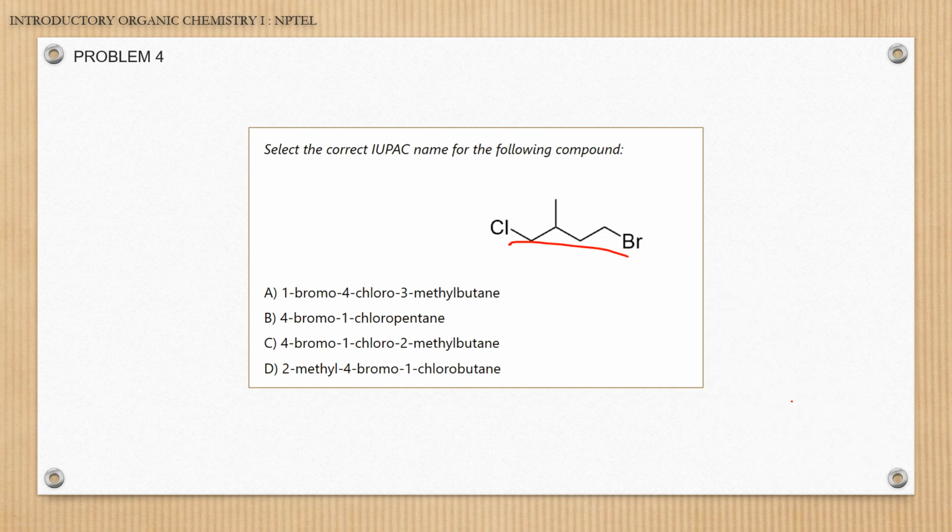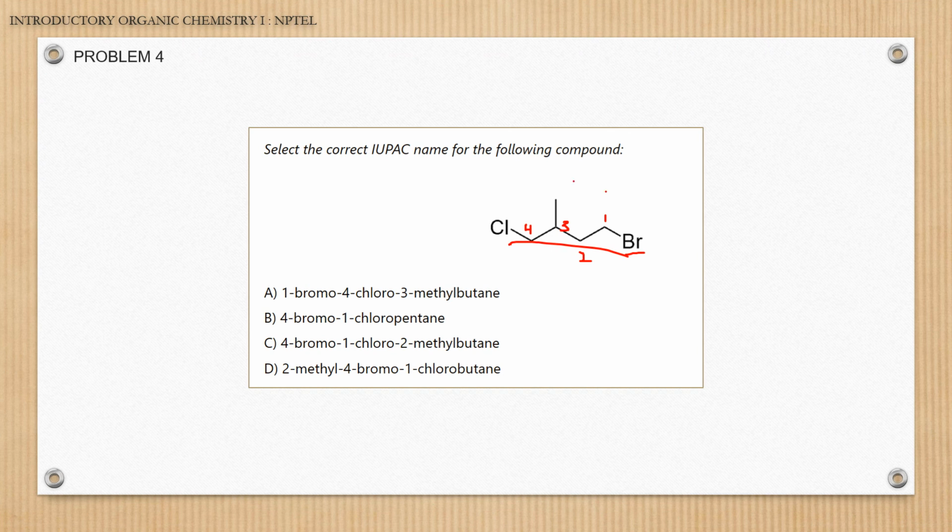So according to IUPAC, the rule is first of all you have to see the atomic number. So higher atomic number will get higher preference. So here Br will get higher preference than chlorine. So you have to number it according to 1, 2, 3, and 4. Fine with everyone up to here? Fine. So according to this, you have to name it.